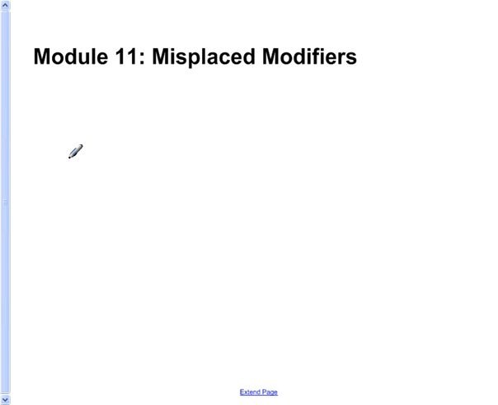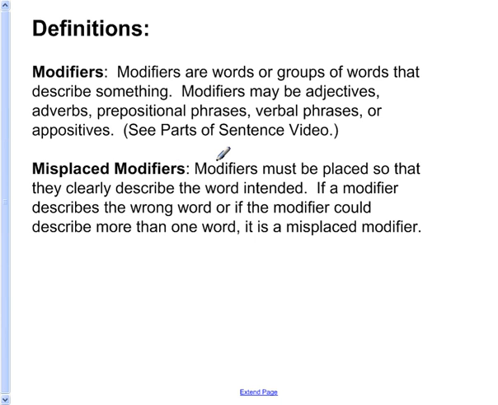Module 11, Misplaced Modifiers. Let's look at a couple of definitions. First of all, what do we mean by a modifier? Well, modifiers are words or groups of words that describe something. Adjectives are modifiers. Adverbs are modifiers. Prepositional phrases, verbal phrases, appositives.